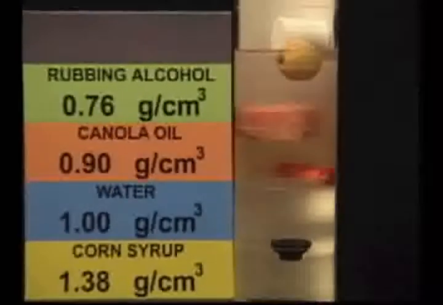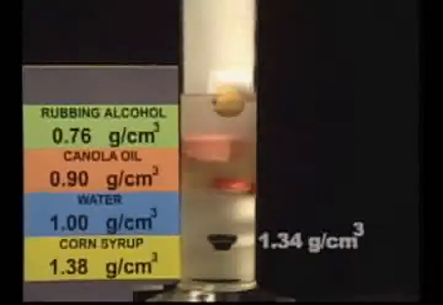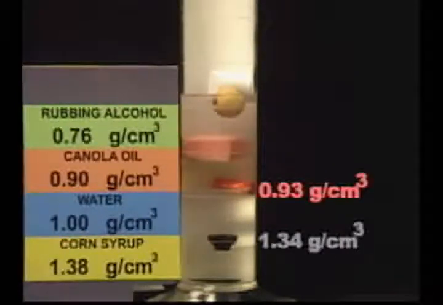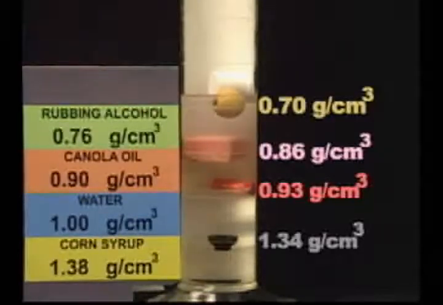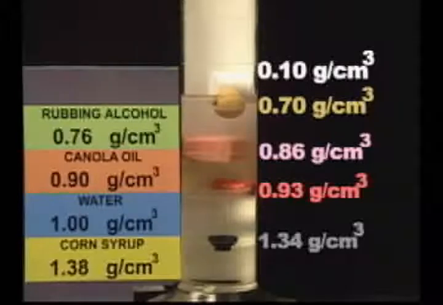Now, take a look at the graduated cylinder with the density values of all the substances displayed. So the next time you want to predict whether an object will sink or float, remember to compare the density values of both substances.